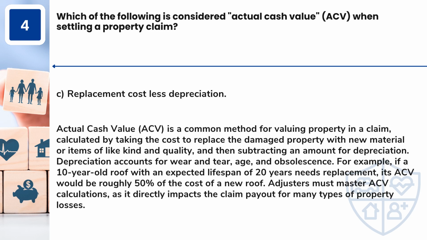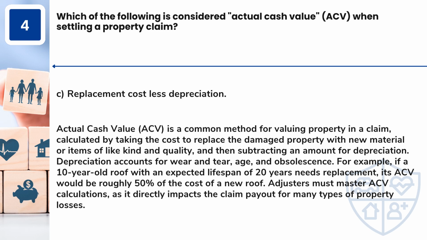Answer: C. Replacement cost less depreciation. Explanation: actual cash value, ACV, is a common method for valuing property in a claim, calculated by taking the cost to replace the damaged property with new material or items of like kind and quality, and then subtracting an amount for depreciation. Depreciation accounts for wear and tear, age, and obsolescence.